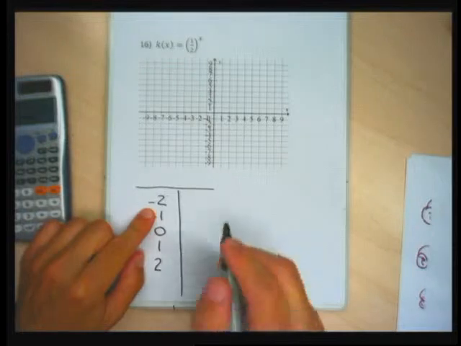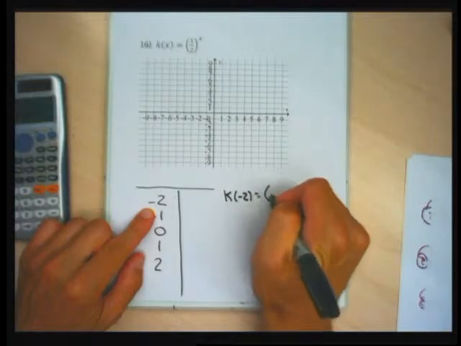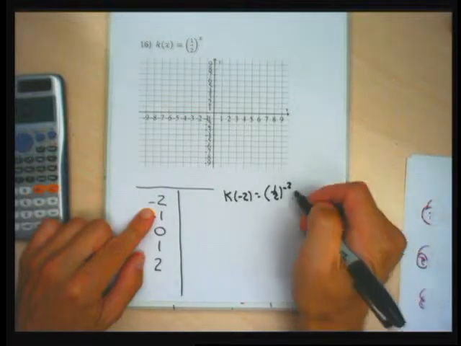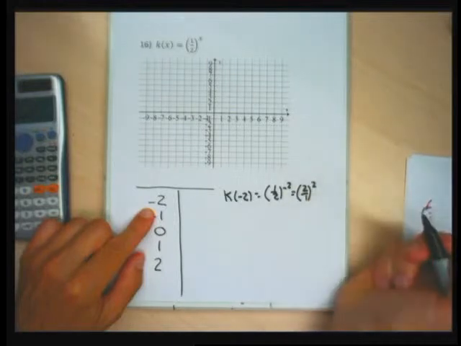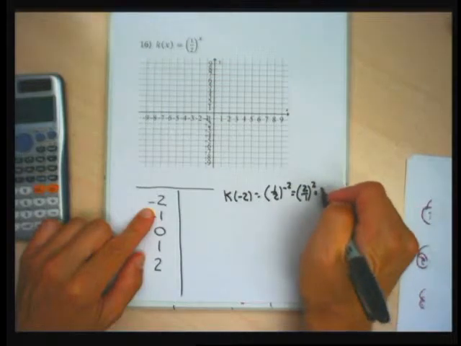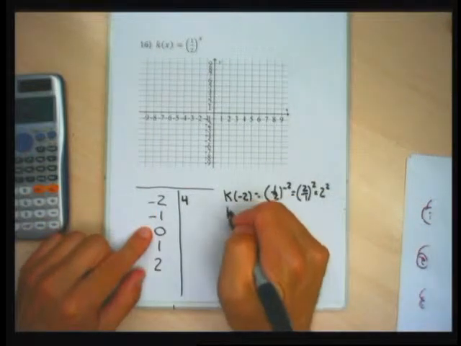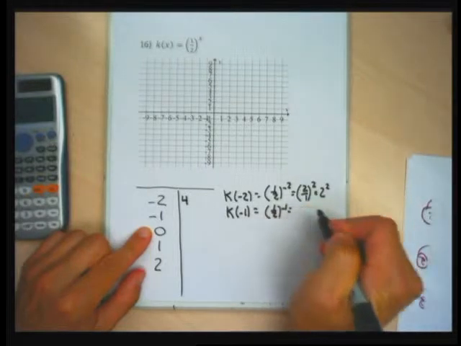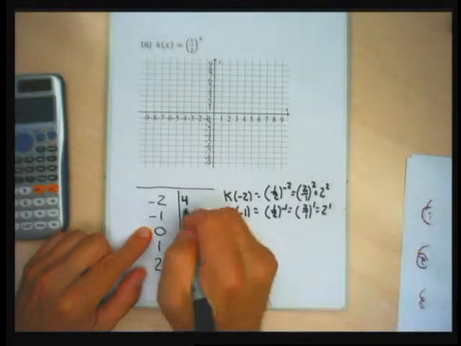If I wanted to do this k of -2, I'd go k of -2 equals 1/2 to the -2 power. Then I'd have to remember from chapter 4, if we have a negative exponent outside a fraction, I can make that negative exponent positive by taking the reciprocal of the fraction. So this is going to give me 2/1 squared, which is the same as 2 squared, which is going to be 4. If I did k of -1 by hand, this would be 1/2 to the -1 power, which is 2/1 to the first power, which is the same as 2 to the first power, which is 2.